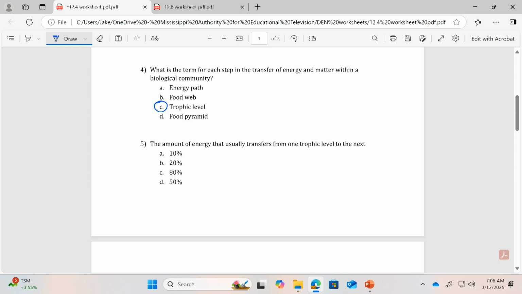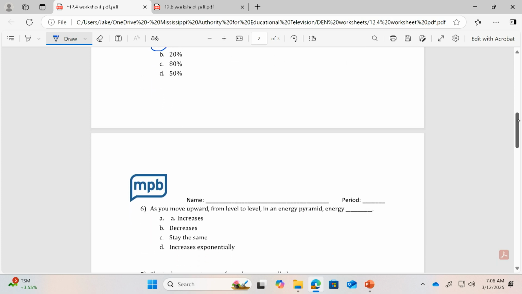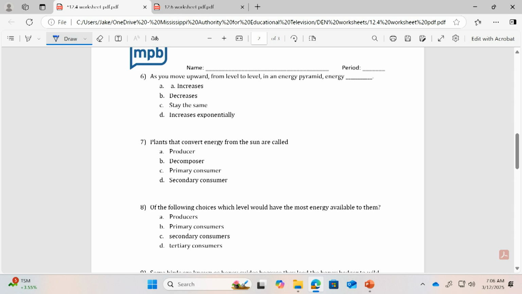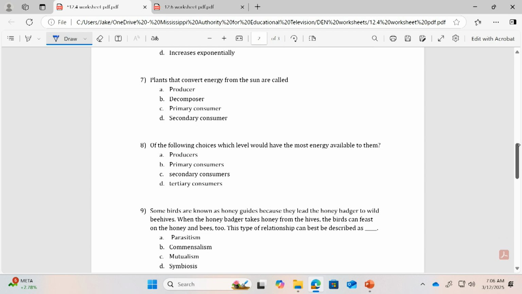All right, five, so the amount of energy that usually transfers from one trophic level to the next, it is just 10%. Most of that energy is lost from one trophic level to the next. Only 10% is retained and moves on. So here's six. As you move upward from one level to the next in an energy pyramid, energy is going to decrease. Okay, energy is going to decrease as you move from one trophic level to the next.